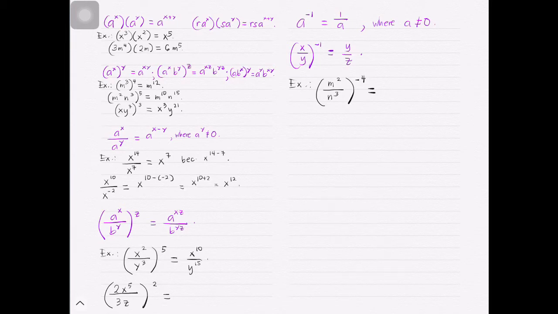So for the next example, applying the algorithms that we have discussed, that would be now about distributing the square there. So that would now become 2 squared, x to the power of 10 because we multiply the exponents 5 and 2, and denominator would be 3 squared z squared. There, we have a 4 because we square the 2, and we have a 9 for the denominator because we have the square of 3.